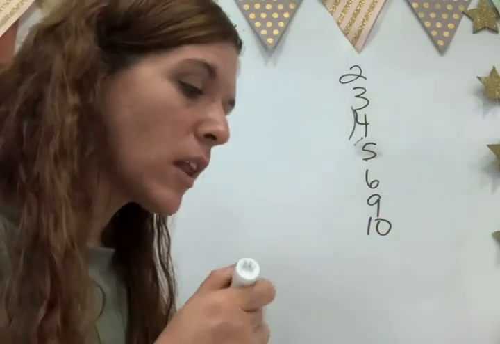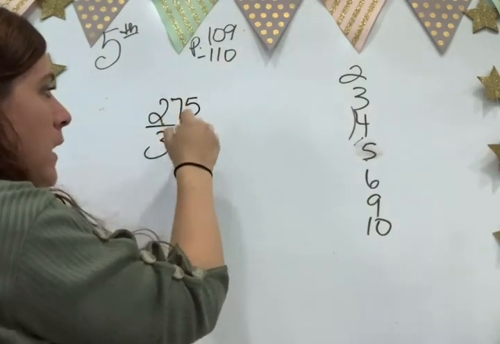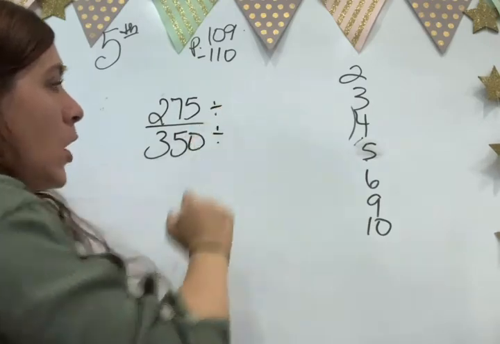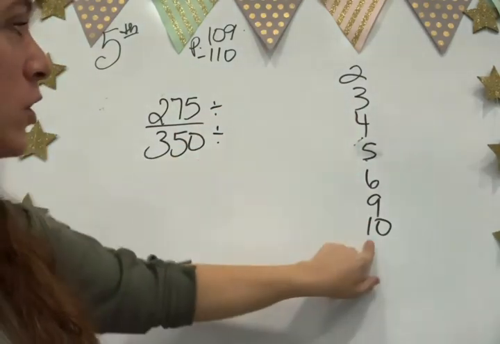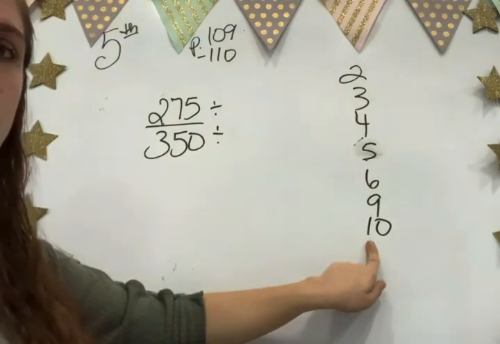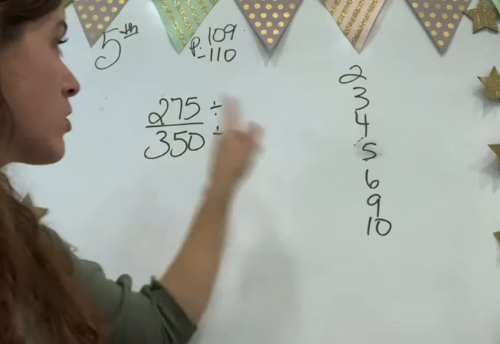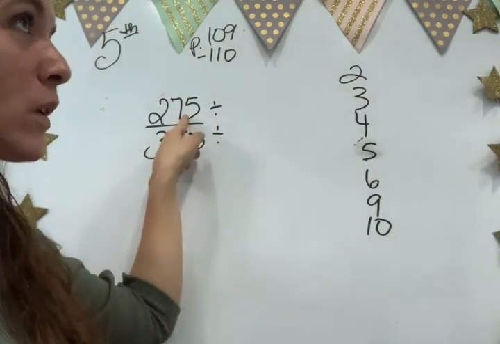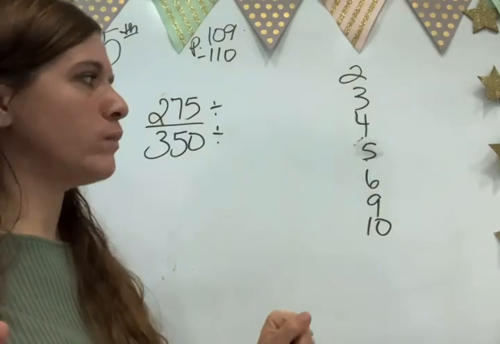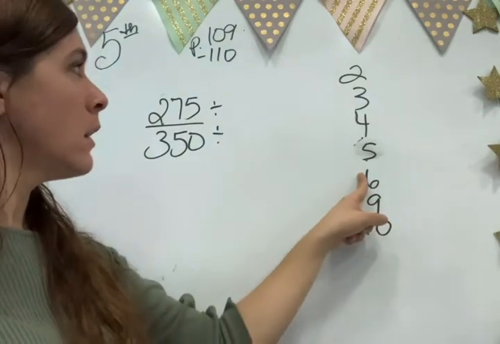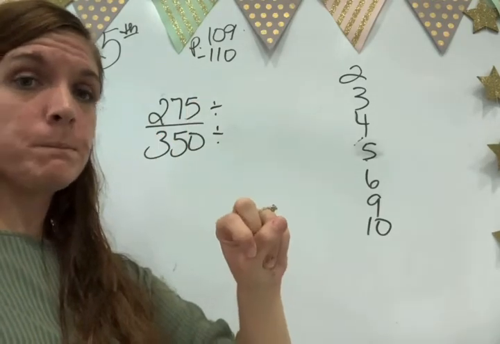Okay? Let's do letter B. 275 and 350. Okay, what I would do is write these on your paper, guys, so you can test them. Can you divide 275 by 10? No. Can you divide 275 by 9? Let's see. 2 plus 7 is 9. 9 plus 5 is 14. Can you do 14 divided by 9, Danielito? No. What about 6? 6, it has to be even, or it has to be divisible by 3.